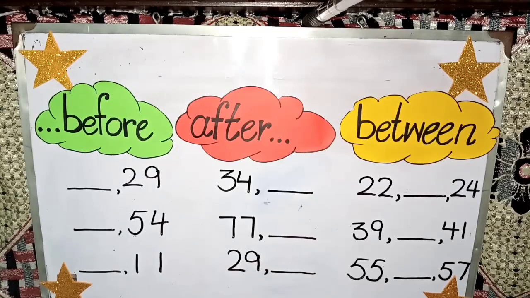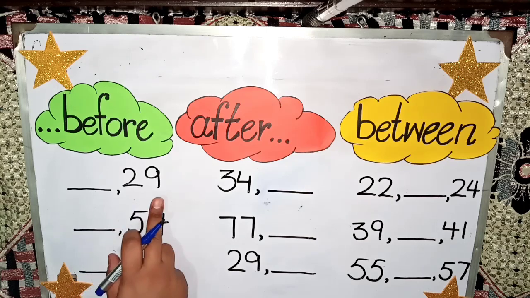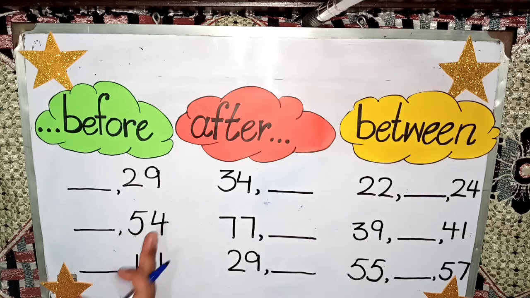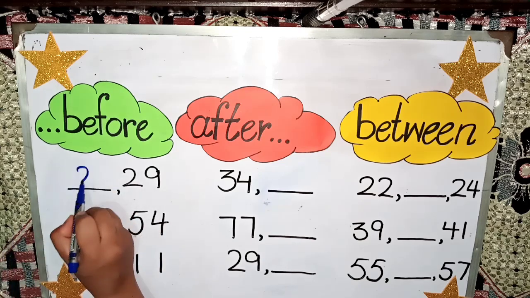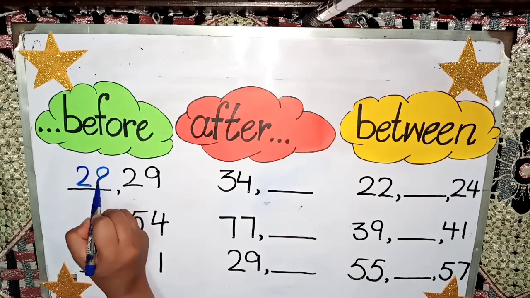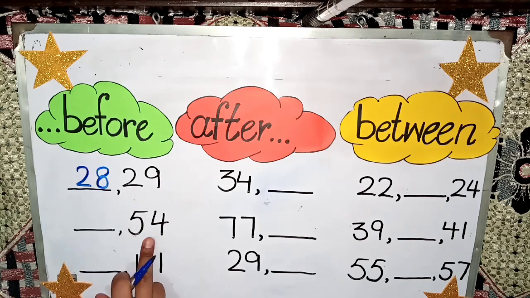Okay children, there are a few examples from your book page number 2. Let's solve it. Look at this question. Which number comes before this number 29? You have to count backward. It's number 28. Very good.